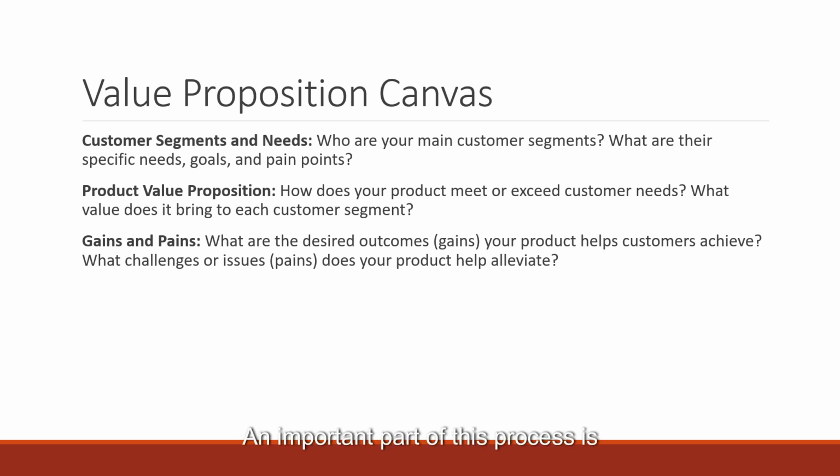An important part of this process is understanding the gains and pains associated with our product. Gains are the positive outcomes or goals that our product helps customers achieve. These are the benefits and advantages that our product brings to their lives, making them feel that they're getting something valuable. On the other hand, pains are the challenges, issues, or frustrations that our product helps to alleviate. By addressing these pain points effectively, we're not only solving problems but also building a stronger connection with our customers by showing that we understand their struggles and are here to help.